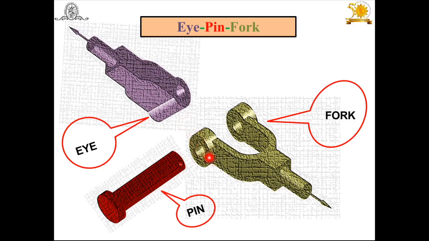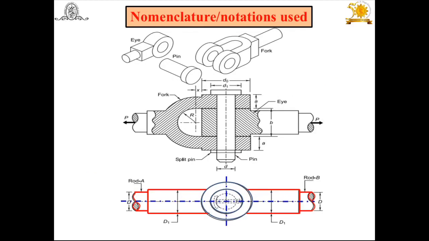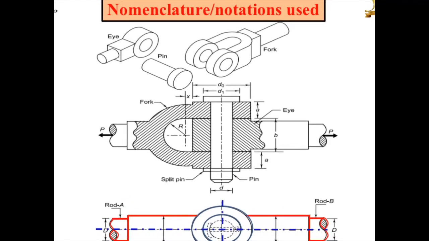And again here this portion is known as the outer diameter of the fork, and this portion is known as the outer diameter of the eye. We are going to use the nomenclature in our design. Look at this figure, you will get the idea. Now it's a sectional front view, and a top view.